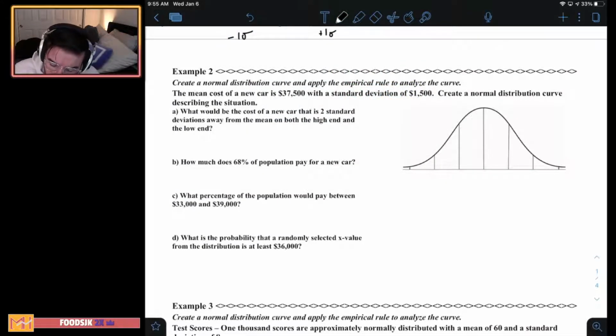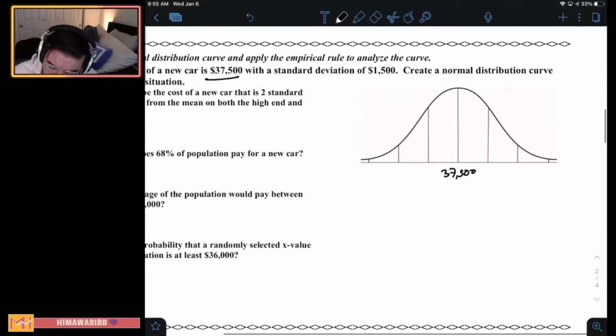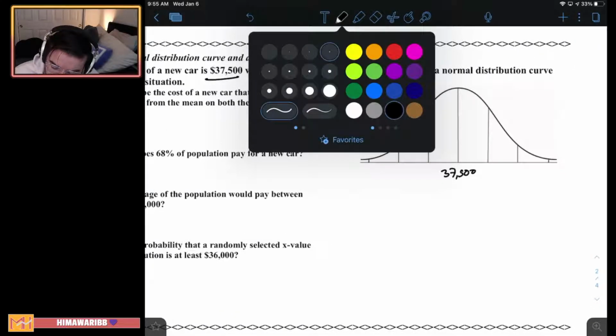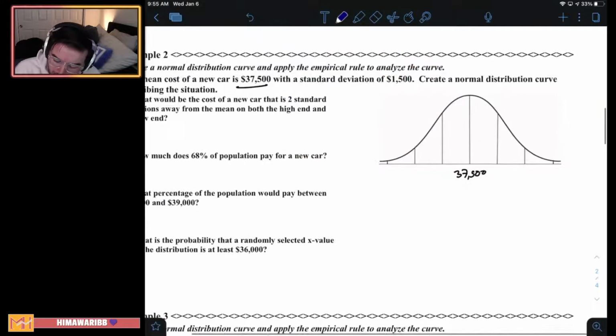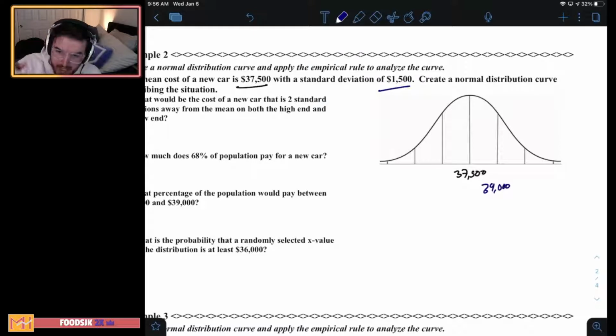So the mean cost of a car is $37,500. The mean always goes in the center. Okay? The mean always goes in the middle. And then as we draw in our curve here, we're going to add the standard deviation along the way. So this next one is 39,000. I added 1,500. The next one is 40,500. I added another 1,500. And then the last one here is 42,000. I added 1,500 once again.